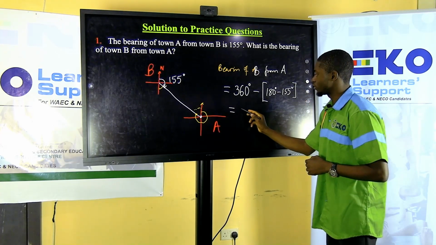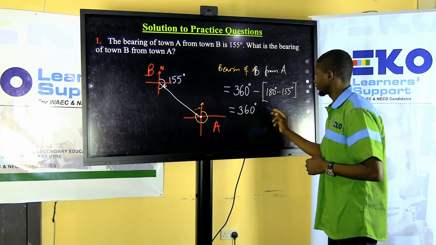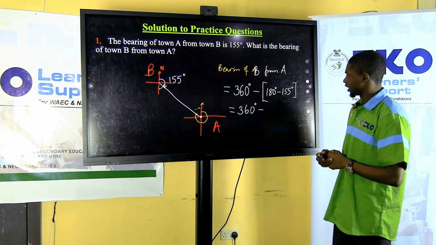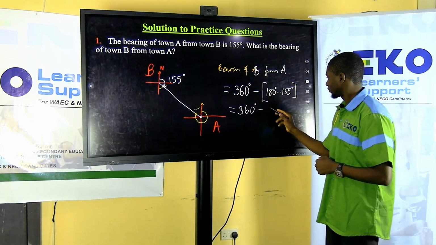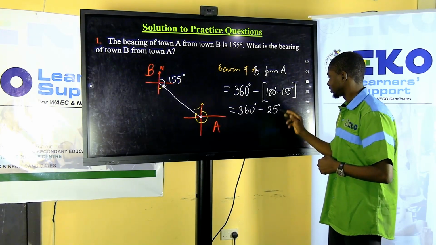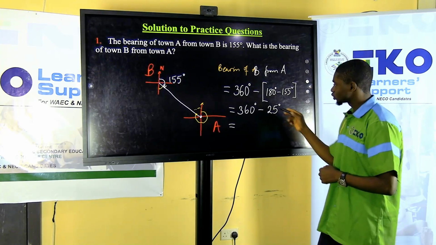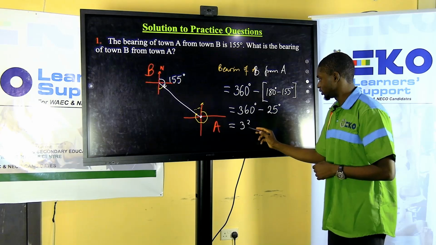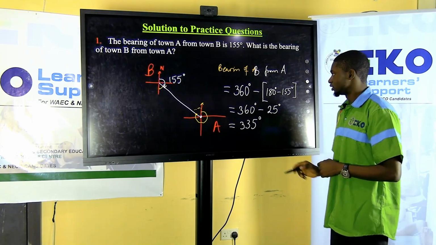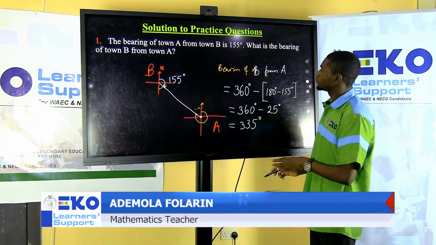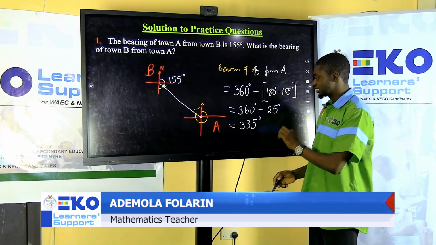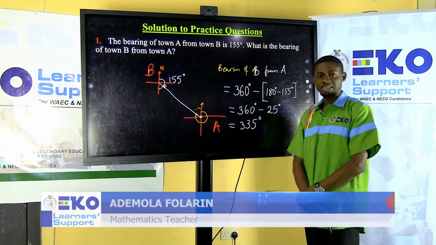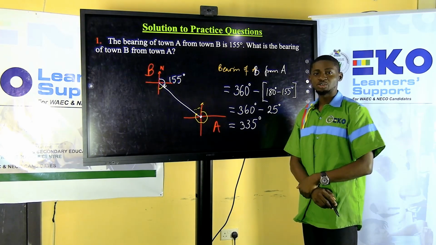So to do that, that will be 360 degrees. Let's minus, when you subtract this, what do we have? Yes, 25 degrees. That means when you subtract 25 degrees from 360, you have 335 degrees. So the bearing of B from A is 335 degrees, which you can as well convert to cardinal bearing. I want you to try that on your own.